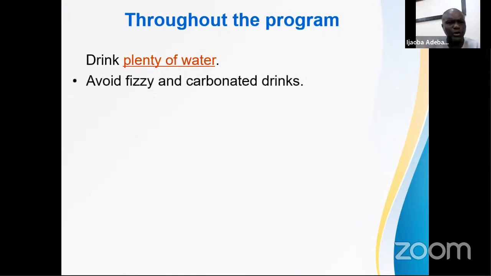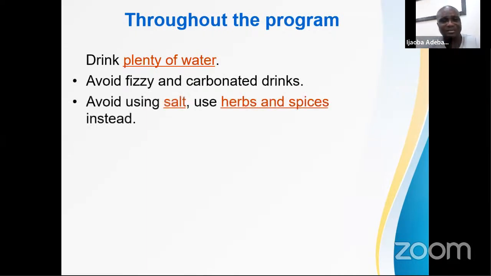Again, you need to avoid fizzy and carbonated drinks. Any fizzy drink or carbonated drink, please, as much as possible, avoid them. You don't even need them in your system. Another aspect which I will emphasize is that you need to avoid too much salt. Remember, your kidney is working. Your liver is working. Your entire system is cleansed. The more you put all of these toxins, they penetrate into your cells and they can mess up certain things.